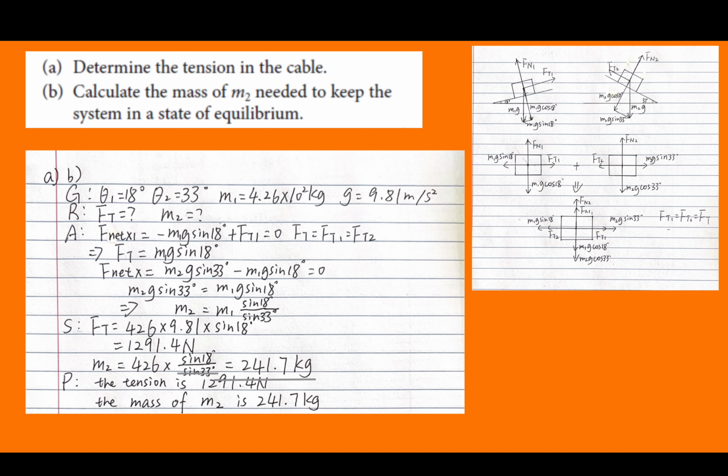Then we put the values in the two equations, and we get the tension equal to 1291.4 newtons and the mass of M2 from the equation is 241.7 kilograms. We come to the P, the last part, which is the easiest part. We just write down the answers we got from the last part. So the tension is 1291.4 newtons and the mass of M2 is 241.7 kilograms.